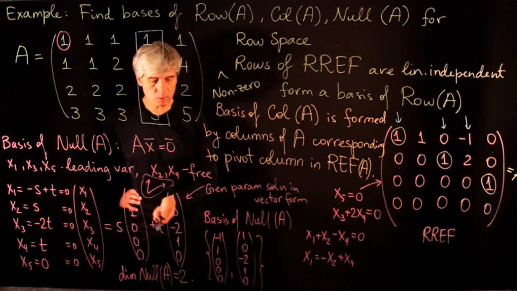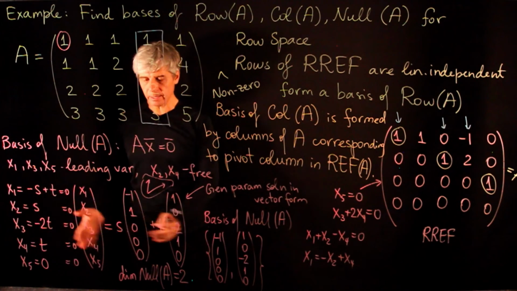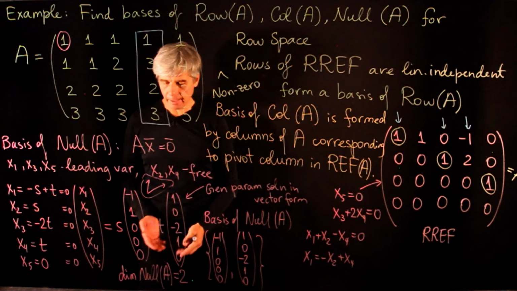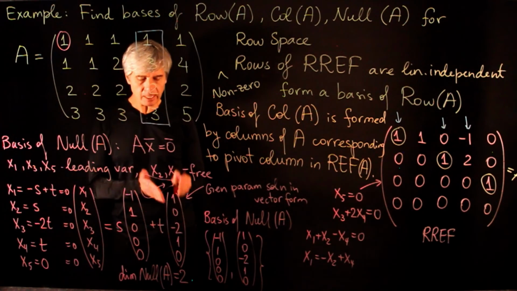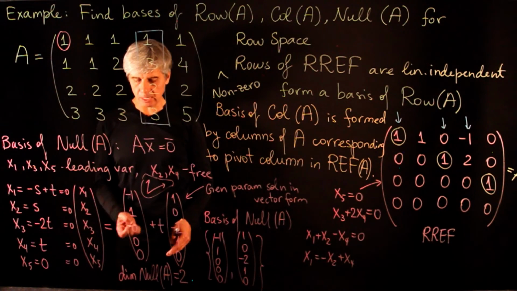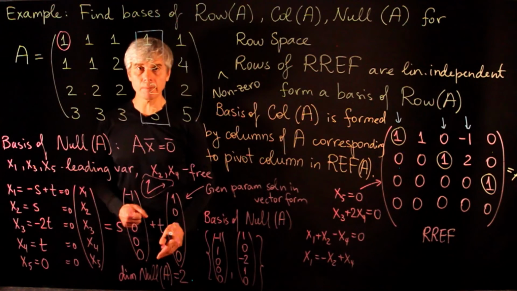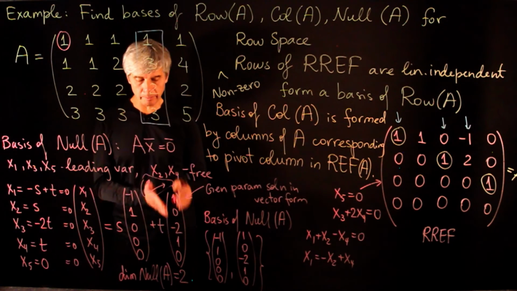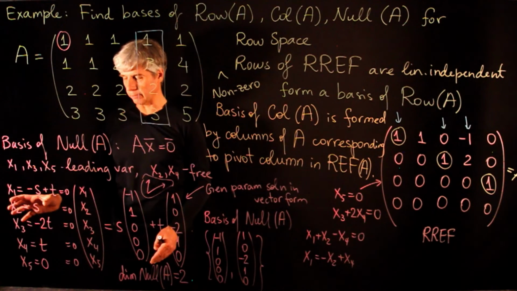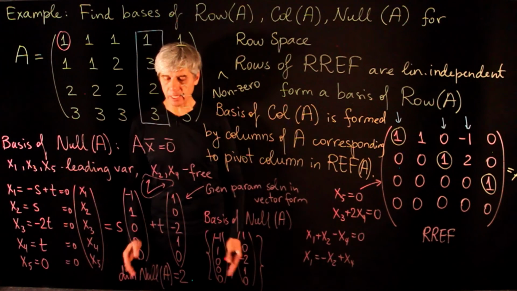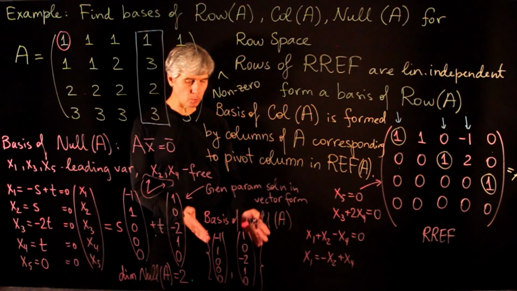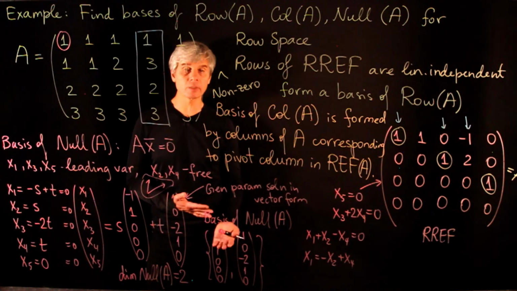And to form a basis of the null space, we write down our general parametric solution in a vector form. Then the vectors that we obtain, the vectors that correspond to each of the parameters, will always be linearly independent, right? Because of this idea that we look at free variables to establish linear independence. And so they will always form a basis of the null space.